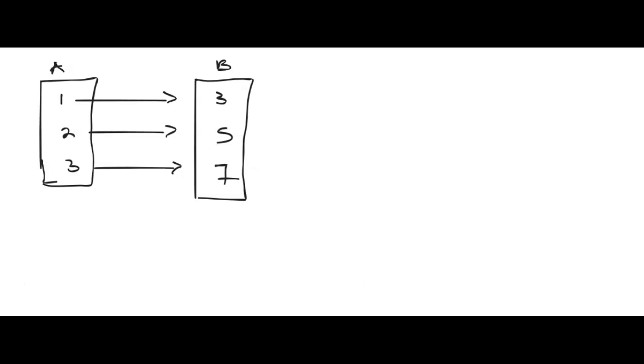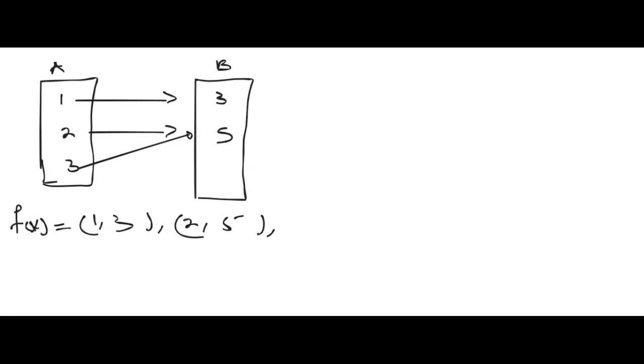Let us assume that you have this function where you have 3 and 2 both mapping into 5. Then when you write the function, it becomes (1, 3), (2, 5), and (3, 5). This is okay, this is a function.